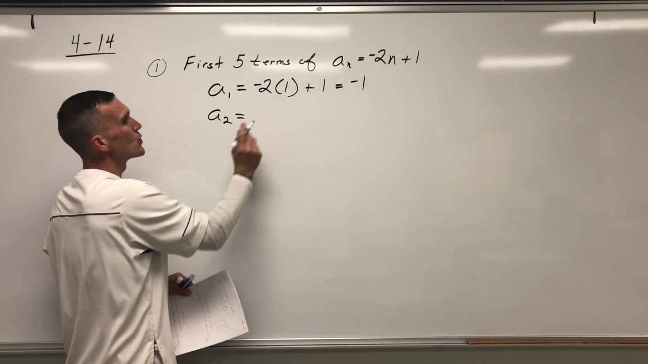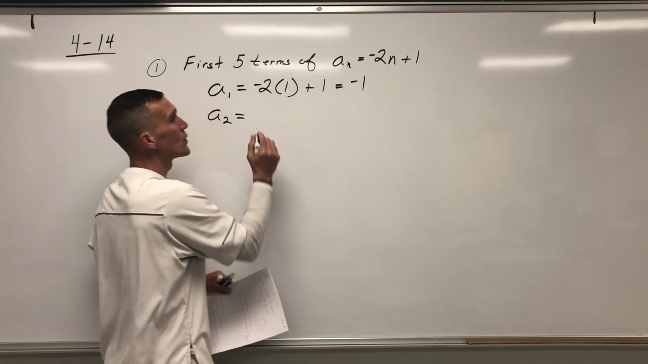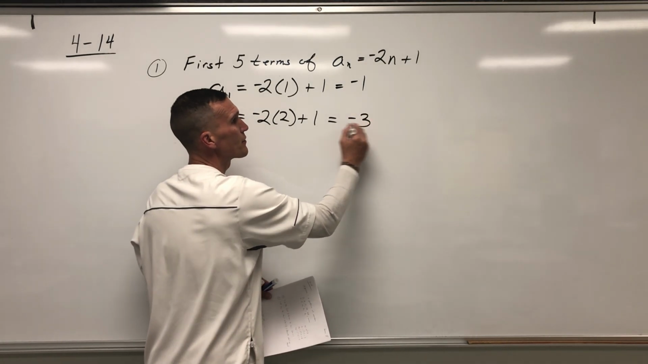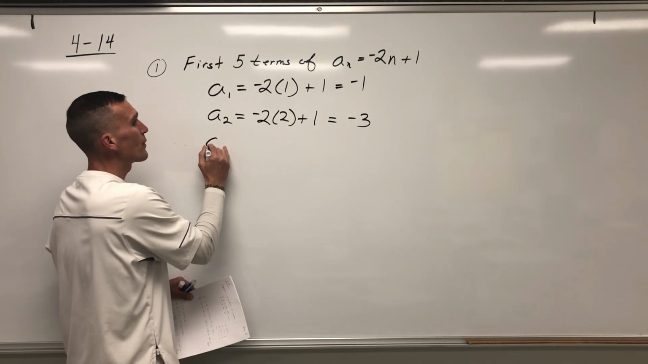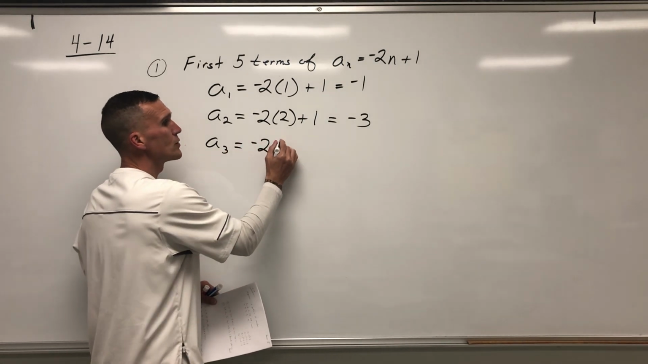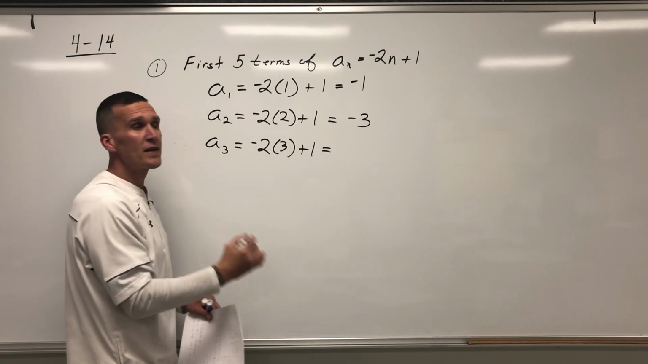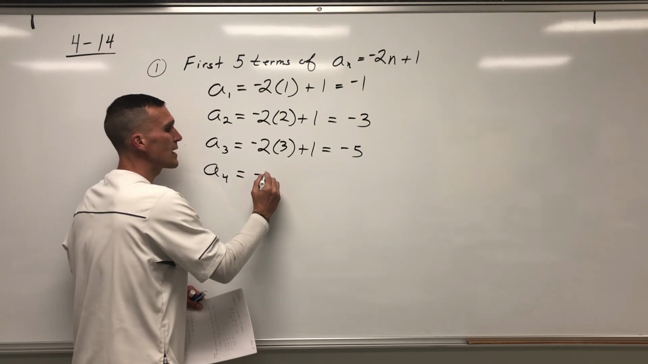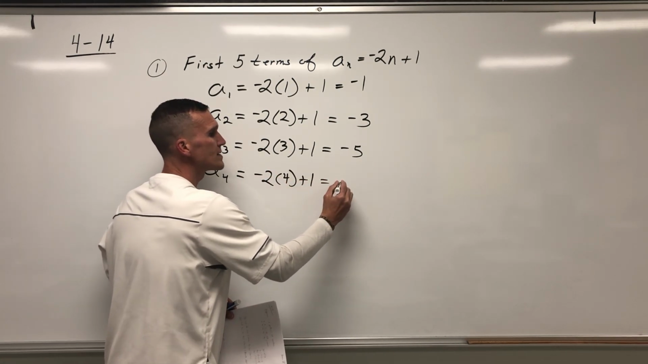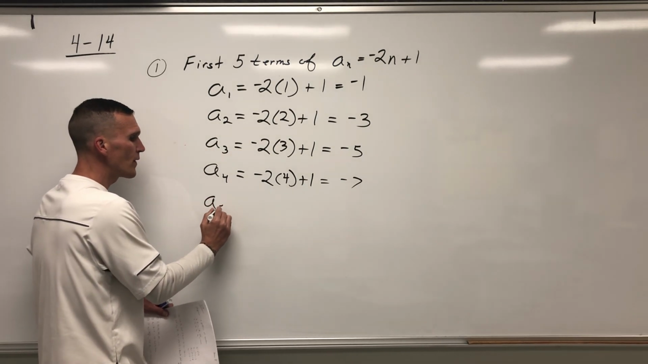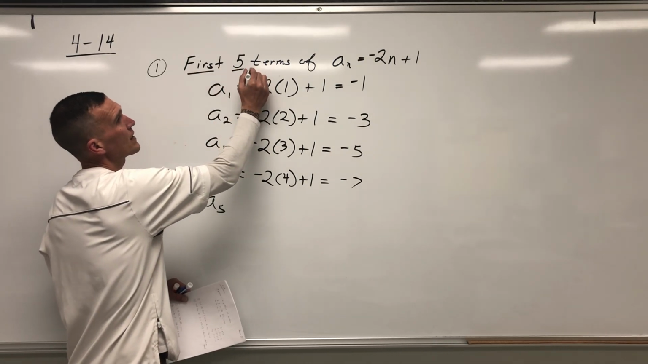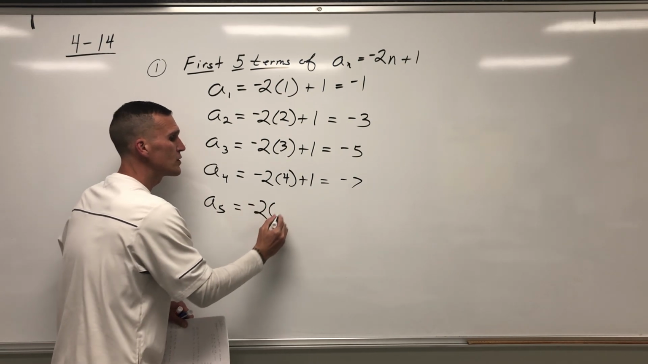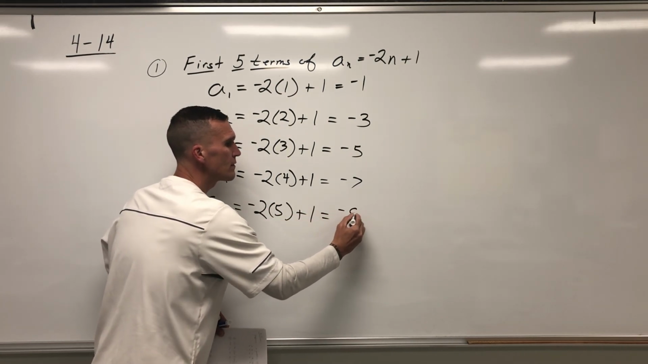Then a sub 2, the second term, I just plug 2 into the equation. Negative 2 times 2 plus 1 equals negative 4 plus 1, which is negative 3, and then so on and so forth. I would have a sub 3 is equal to negative 2 times 3 plus 1, gives me a final solution of negative 5. A sub 4, the fourth term, is negative 2 times 4 plus 1, which is negative 7. And then my last one that I have to find, because it said the first 5 terms, so the first, second, third, fourth, and the fifth term, is negative 2 times 5 plus 1, which is equal to negative 9.